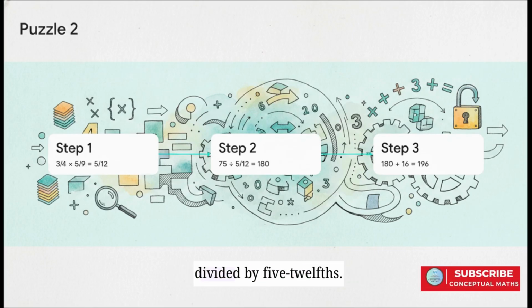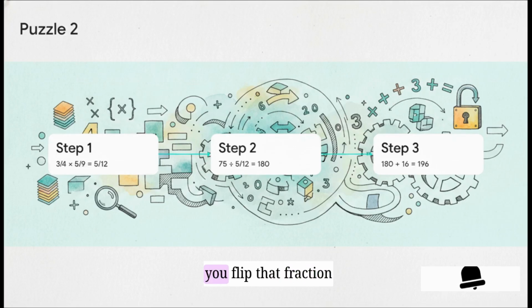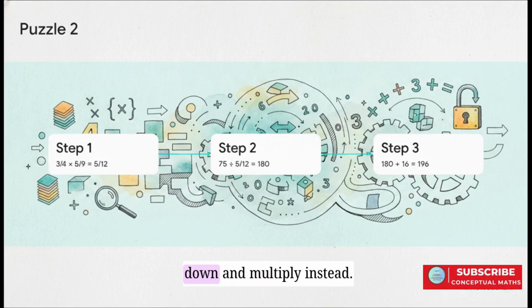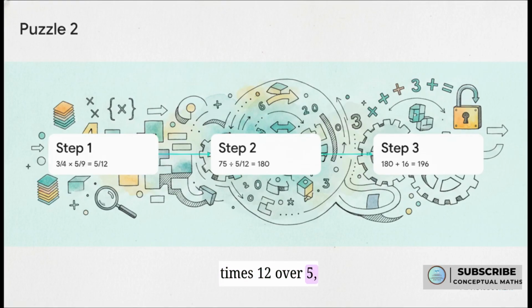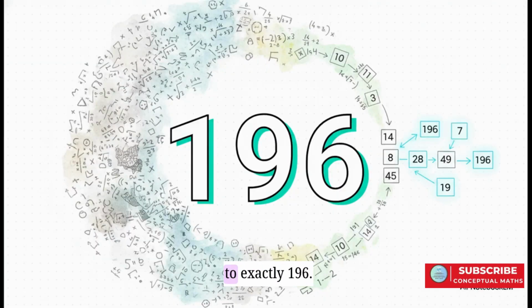Now we have 75 divided by 5/12. Remember, when you divide a fraction, you flip that fraction completely upside down and multiply instead. So it becomes 75 times 12 over 5, which comes out to 180. Finally, step 3, we just add the 16. And that brings us to exactly 196.